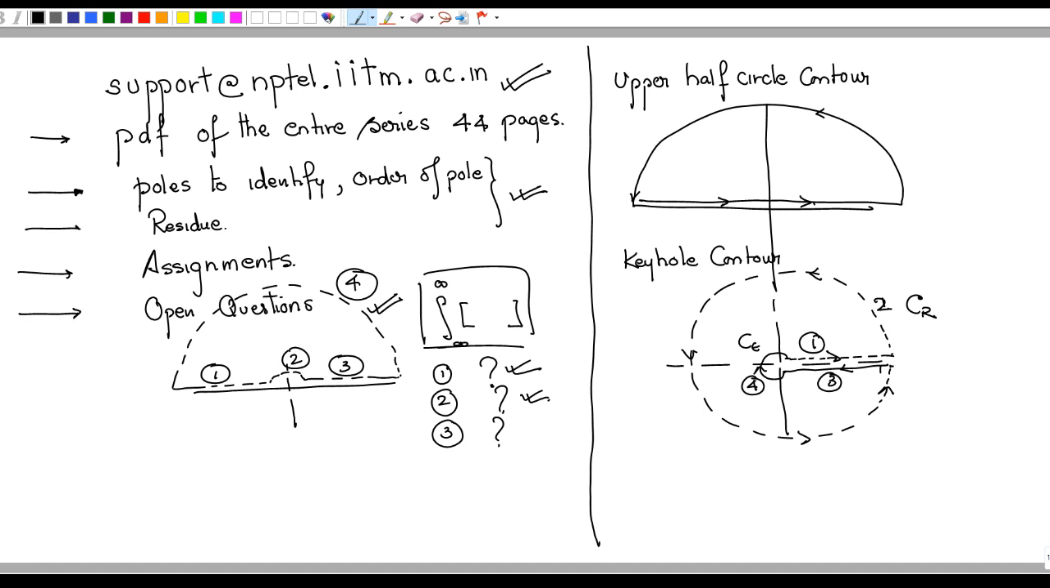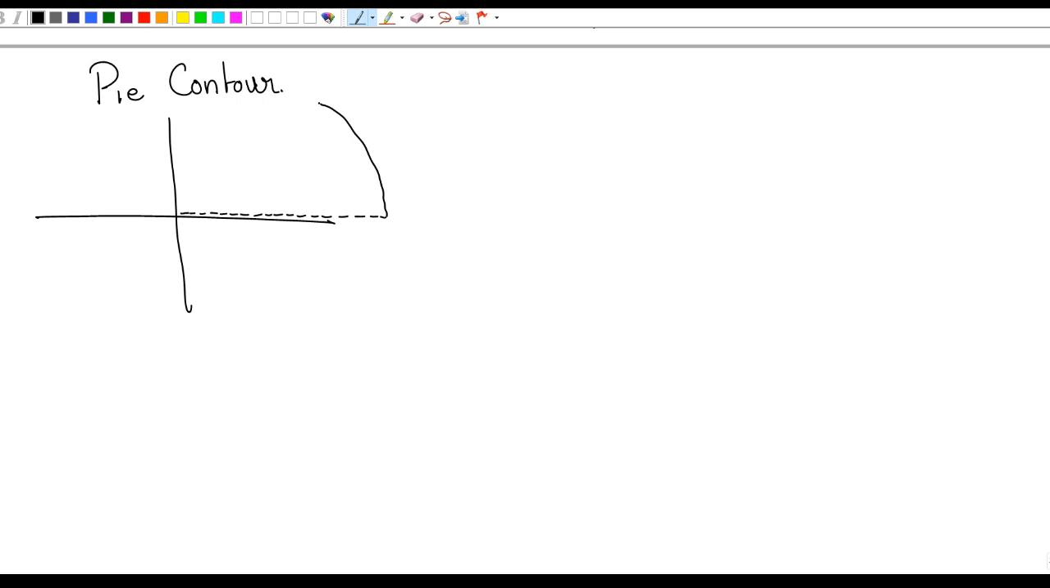I'm changing the page now, and there is the pi contour. So the pi contour looks like this. You go above or along the x-axis to infinity, take a pi and come back to the origin. Okay, the pi contour.